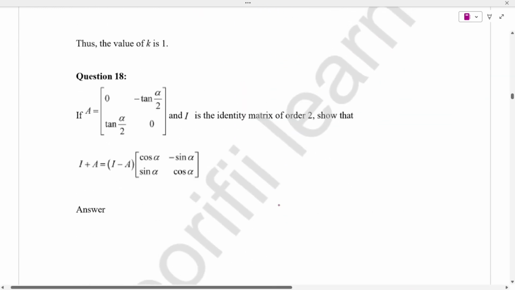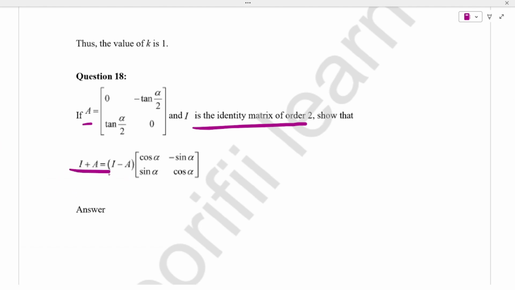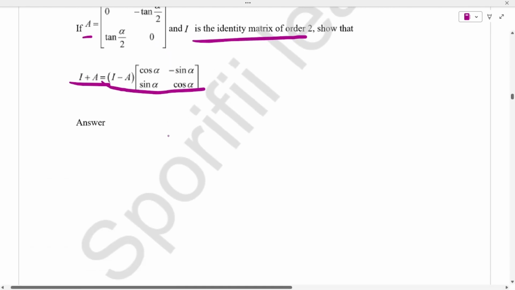Next is, they have given A some matrix and identity matrix of order 2, and now we have to show that I plus A is equal to I minus A into cos alpha minus sin alpha and cos alpha. Now to do this we have to find out first I plus A and I minus A.